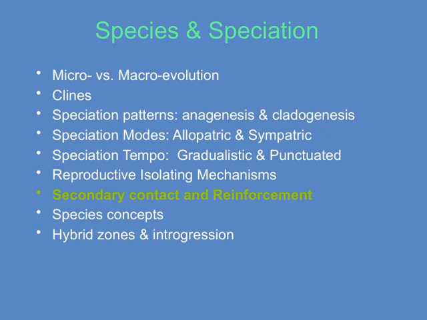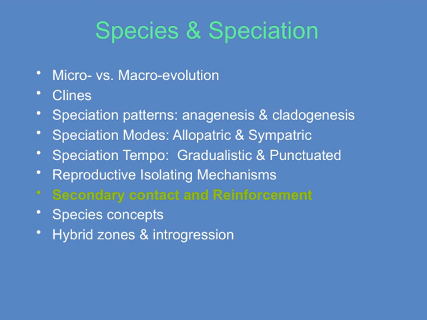Moving on, we encounter different patterns of speciation, anagenesis and cladogenesis. Anagenesis involves a single species gradually transforming into a new form, whereas cladogenesis is when a species splits into two or more distinct species, leading to increased diversity.